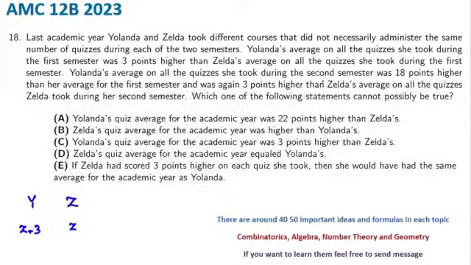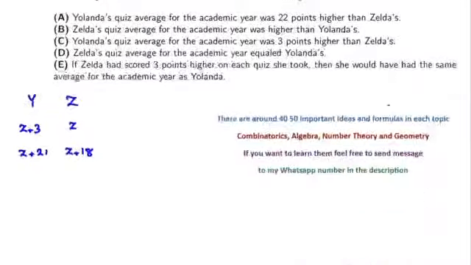3 points higher. And then it says Yolanda's average on all the quizzes she took during the second semester was 18 points higher than her average for the first semester. So it will be this plus 18, Z plus 3 plus 18, which is Z plus 21. And was again 3 points higher than Zelda's average on all the quizzes Zelda took during her second semester. So 3 more than this. So this one minus 3 is Z plus 18. Which one of the following statements cannot possibly be true?